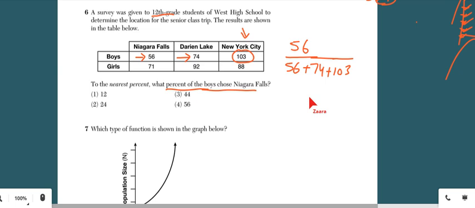So 56 divided by 103 plus 74 plus 56, we will get 24.03% when you times it with 100. But first of all, you have to add all of them, then divide 56 by it. So to the nearest percent, it is 24.